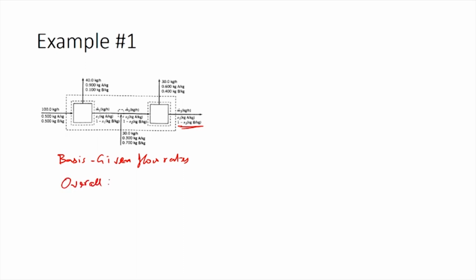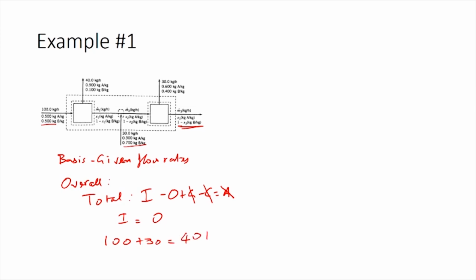For the overall system, we can write a total balance as input minus output plus generation minus consumption equals accumulation. Assuming steady state, accumulation goes to 0, and as the system does not have any reactive processes, generation and consumption go to 0, giving you input equals output. The input streams are one stream which is entering at 100 kilograms per hour and the other stream which is entering at 30 kilograms per hour. So, input is 100 plus 30 equals output streams which are 40 plus 30 plus M3.